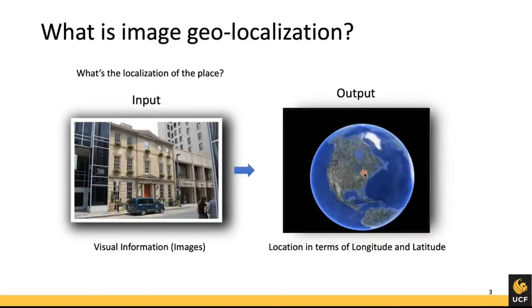So what is image geolocalization? Given an input image, which can be a query image collected maybe from the internet, we want to know the location of this place. So the output is a GPS coordinate, indicating the longitude and latitude of the place presented in this image.